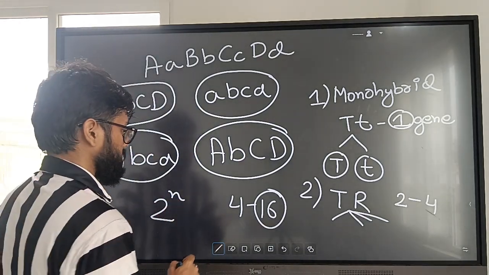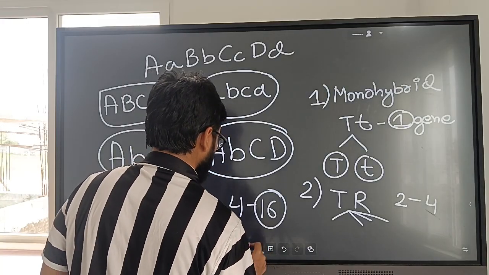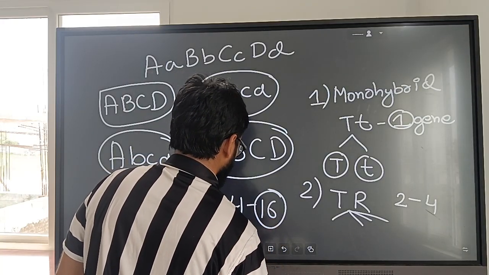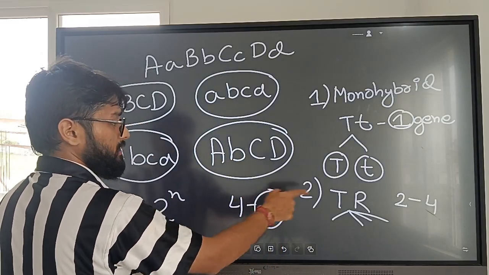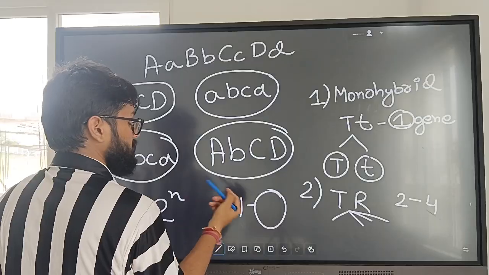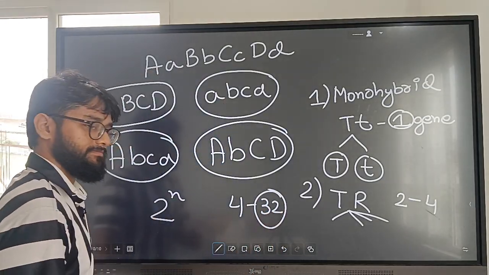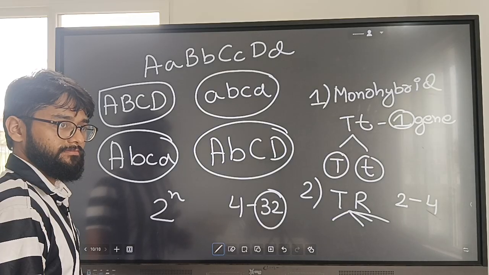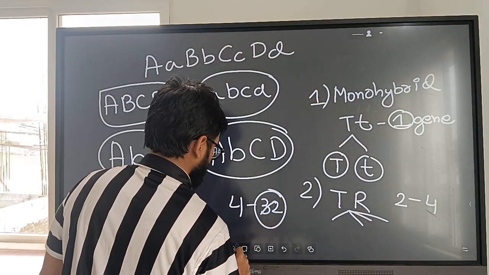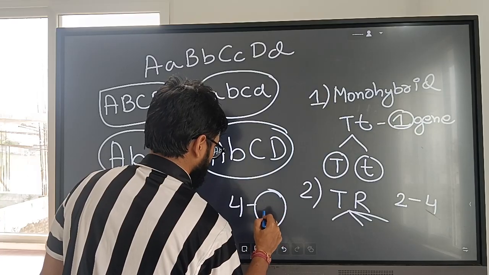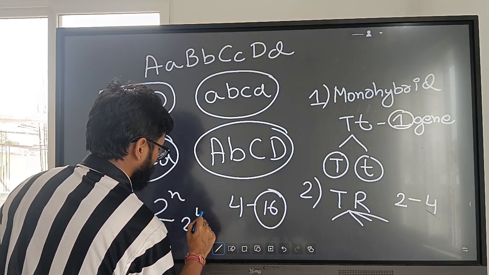2 to the power n. Sorry. It will not be 16. When you get four types, you will get 2 to the power 4. That is 32 types. No, 16 types. My bad. 2 to the power 4 is 16.